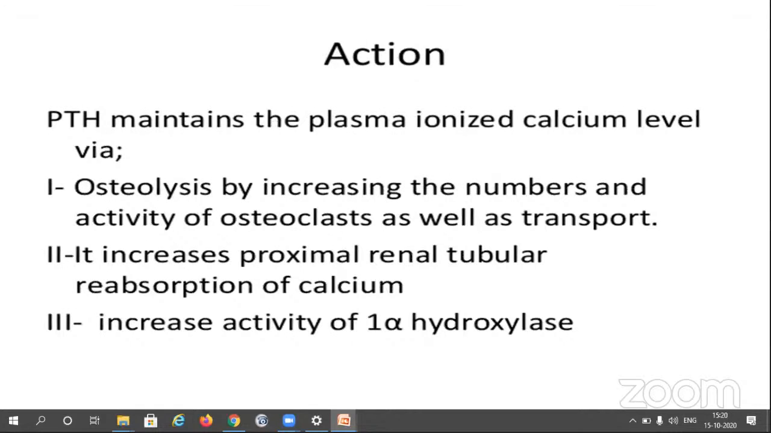Parathyroid hormone maintains the plasma ionized calcium level via three mechanisms: osteolysis, that is by increasing the number and activity of the osteoclasts; it increases the proximal renal tubular reabsorption of calcium; and it increases the activity of 1-alpha hydroxylase.